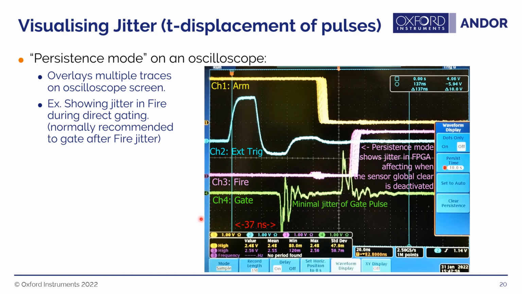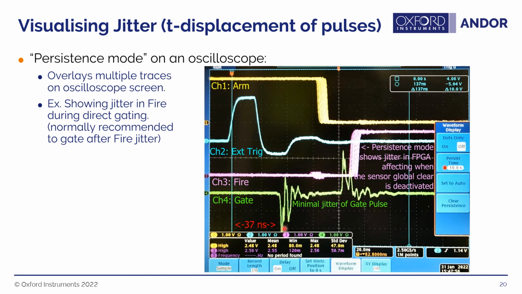And so what you have here is an external trigger pulse. I'm only going to go over some of the ones that are important for this discussion. So here we have an external trigger coming into the iStar. There's the fire pulse here, and you can see that when you have multiple of these lines overlaid over each other, if you're triggering off of the external trigger, there's more jitter, more pulse-to-pulse variation in when this rising edge happens in the fire pulse with respect to anything else in the circuit, whereas the gate pulse has very minimal jitter.